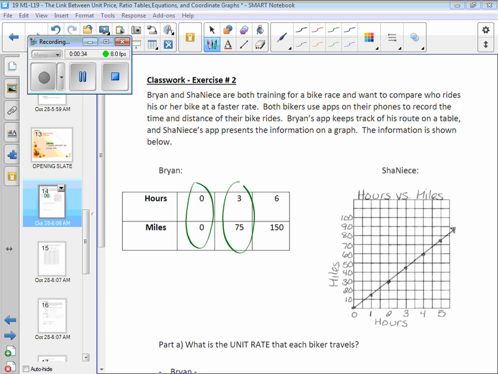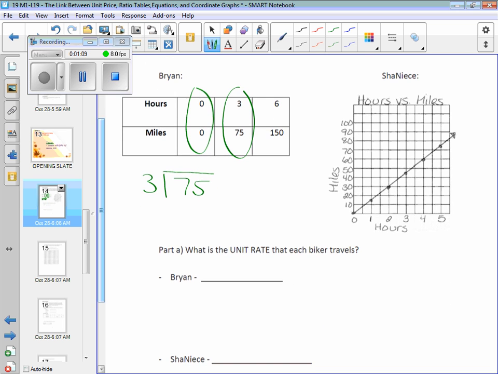So if it takes 3 hours to go 75 miles for that bike, how would you figure out how many miles it goes in 1 hour? What operation do you need to do? Correct. So we're going to do that. And if you do 3 into 75, what do you wind up getting? 3 into 75, you got to do the division, right? You're trying to figure out how many miles it goes in 1 hour.